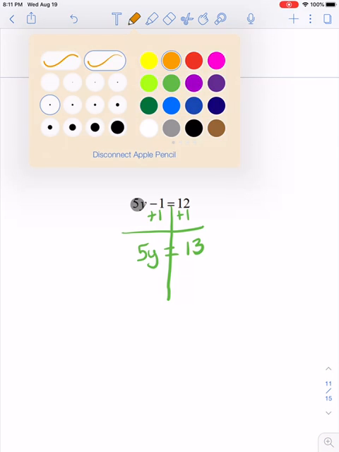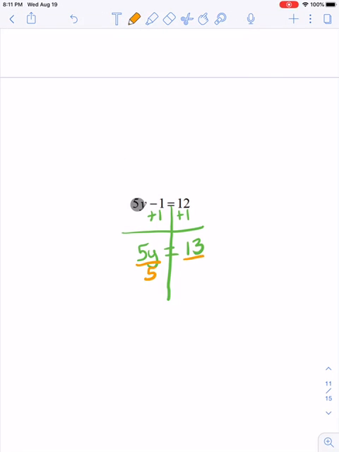I go ahead, I divide by 5. I get y is equal to, I don't know what 13 divided by 5 is off the top of my head, so I'm just going to leave it as a fraction, 13 over 5, and that's just fine.